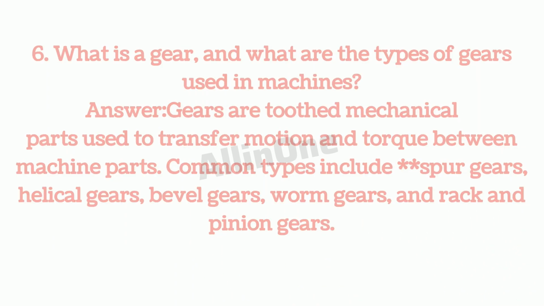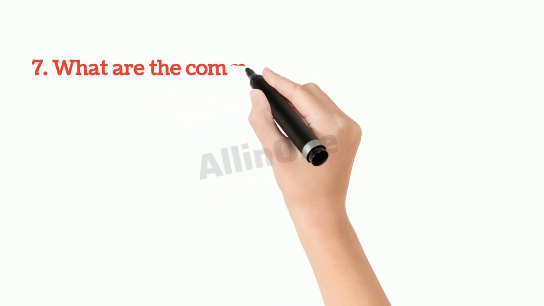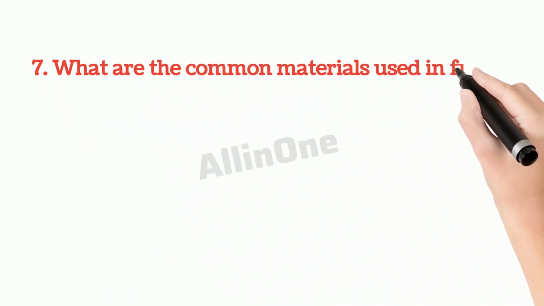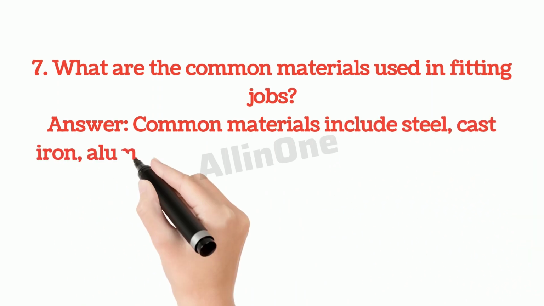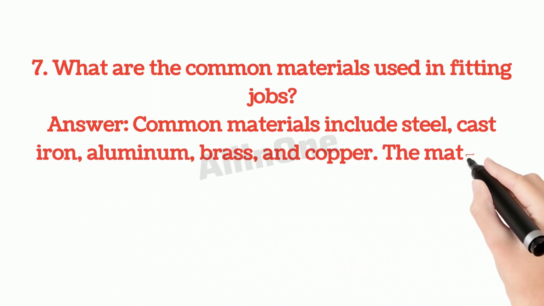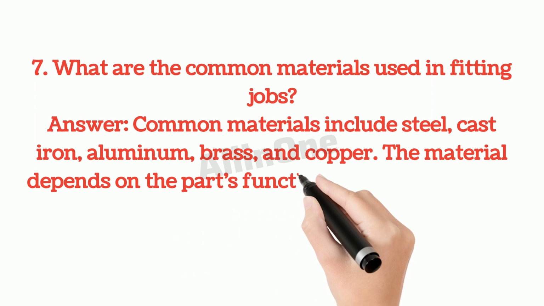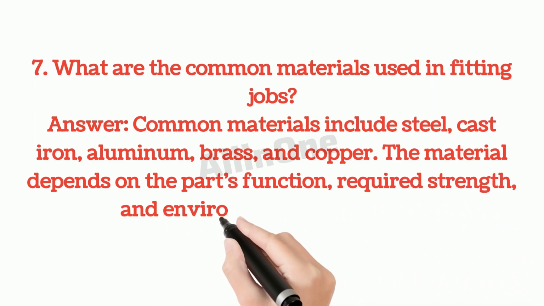7. What are the common materials used in fitting jobs? Answer: Common materials include steel, cast iron, aluminum, brass, and copper. The material depends on the part's function, required strength, and environmental conditions.